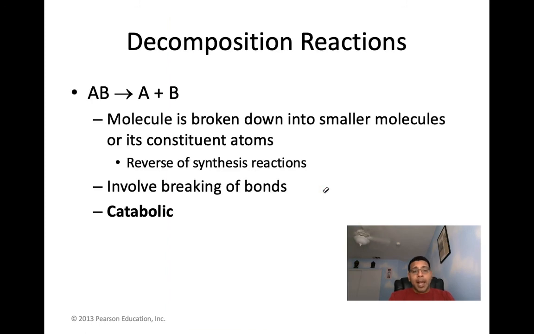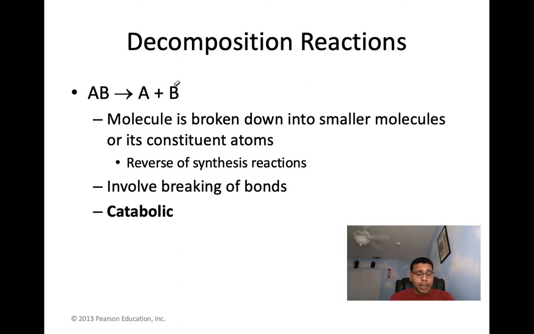Now in decomposition reactions, when a molecule is broken down into smaller molecules or its constituent atoms, we're able to appreciate the decomposition process. So we had AB formed, we break it down, this is what it's going to form for us, A plus B. They are reverse synthesis reactions, the synthesis reaction in reverse. You can think of them as degradative reactions, or as catabolic reactions or processes.